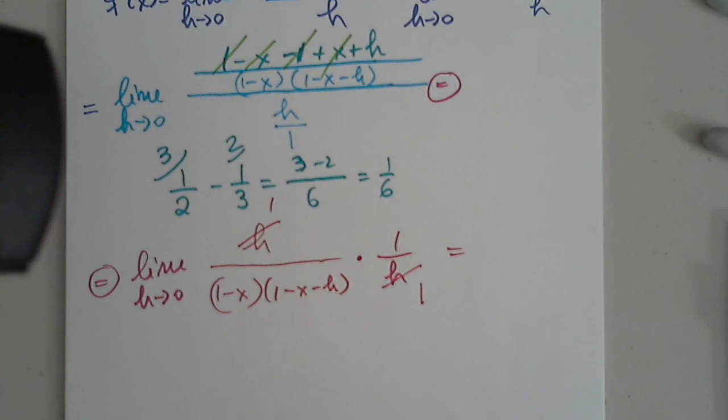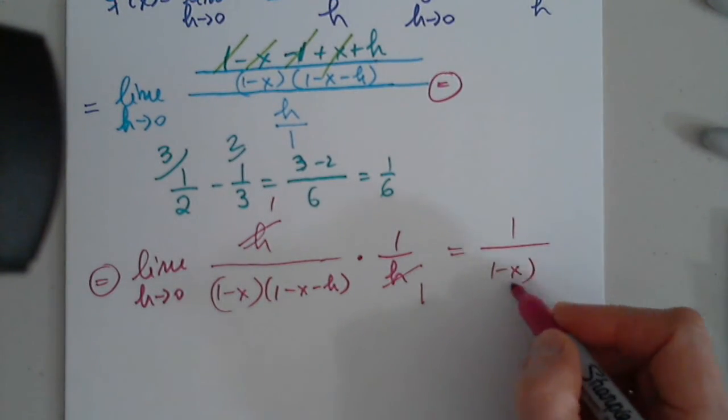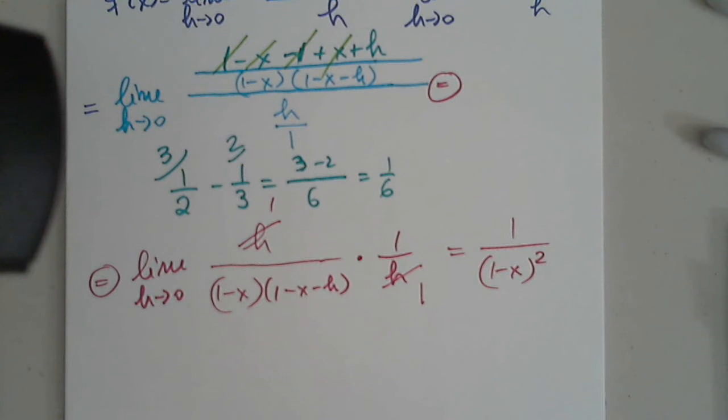And now the final answer. Alex, are you back? Can you give us the final answer? Yeah, it's 1. I'm sorry, I couldn't unmute myself. That's okay. So what is the final answer for this limit? 1 over 1 minus x times 1 minus x minus x. Yeah, very good. Awesome.